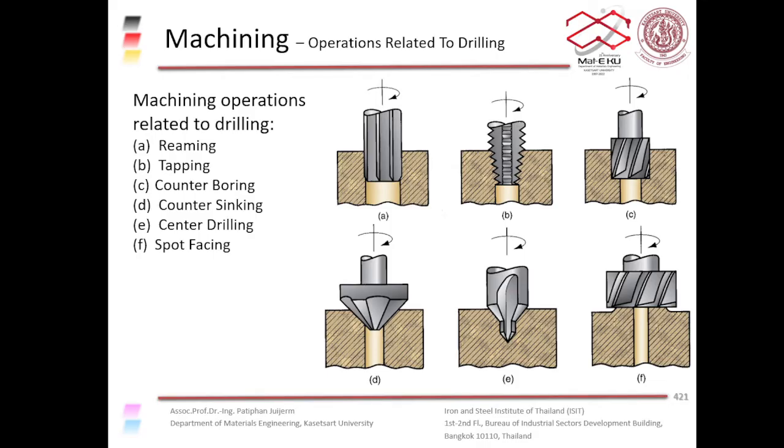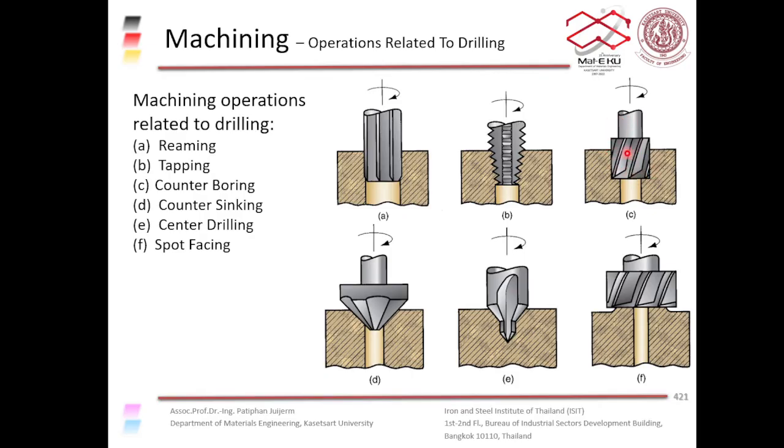Next is counterboring. Counterboring gives you a stepped hole. You drill a hole first, and then you counterbore the top bit. It's quite similar to reaming, but in reaming you enlarge the whole depth of the hole, while in counterboring you just enlarge the opening of the hole.